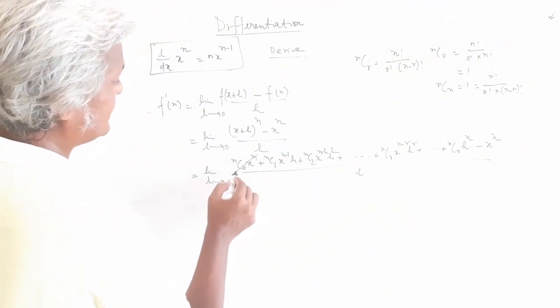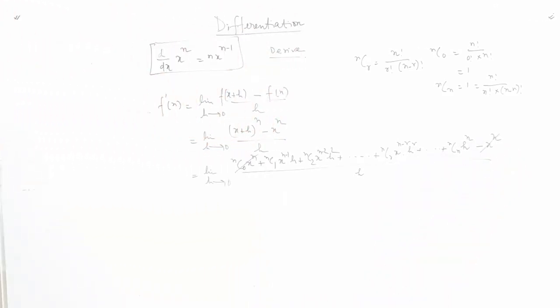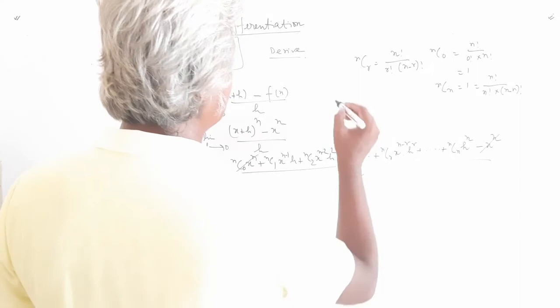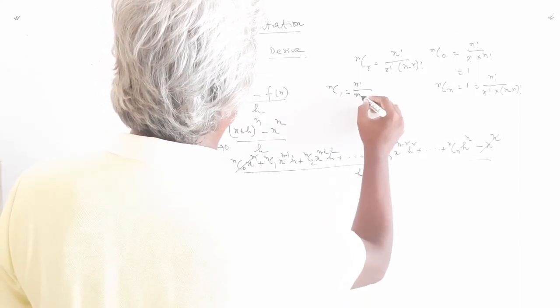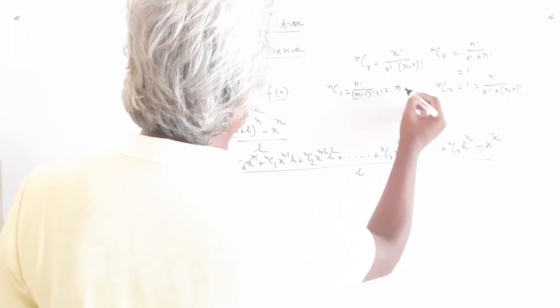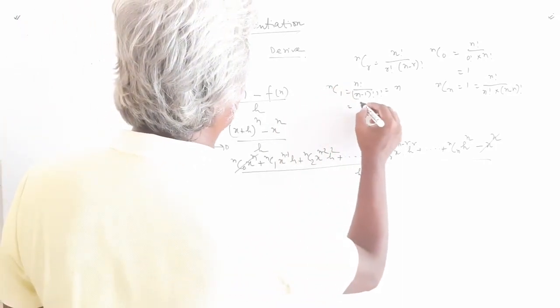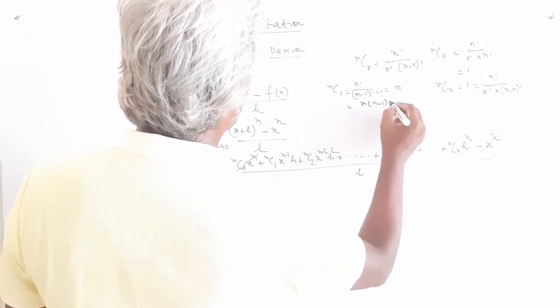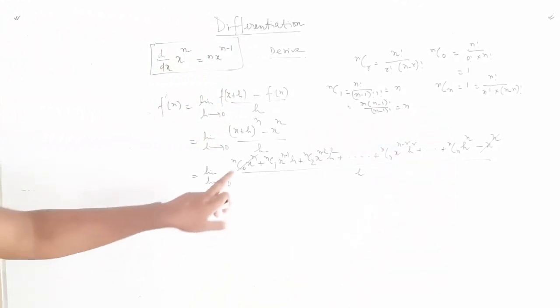So this becomes x to the power n, and this is already x to the power n. These two cancel each other. Now what is nC1? So nC1 is n factorial over (n minus 1) factorial into 1 factorial, that is actually n, because n factorial is nothing but n into (n minus 1) factorial, over (n minus 1) factorial, that is n. So these two cancel.